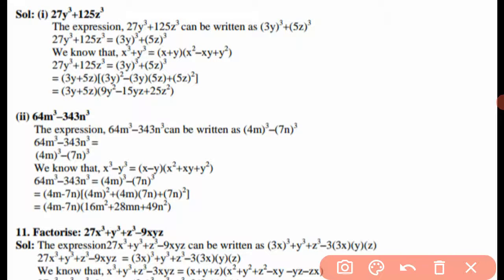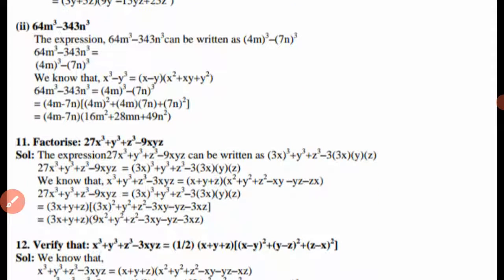Now here 27y cube plus 125z cube equals 3y whole cube plus 5z whole cube. That is equals to 3y plus 5z, multiplied by 3y square minus 3y into 5z plus 5z whole square. So by solving, it will be 3y plus 5z into 9y square minus 15yz plus 25z square.